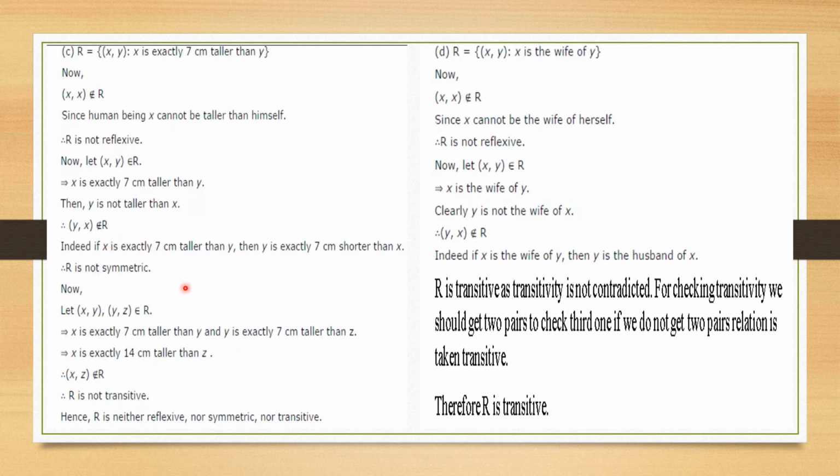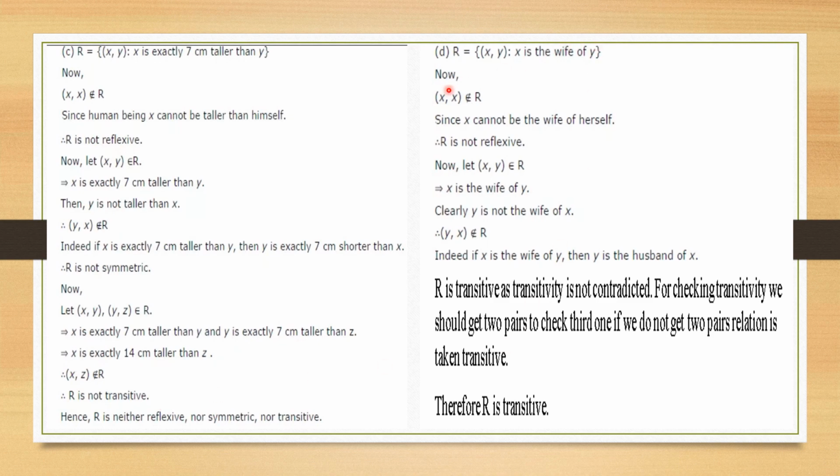Now for the third condition, transitivity, let xy and yz belong to R. That means x is 7 centimeter taller than y, who is 7 centimeter taller than z. But now how are x and z related? You know that now x is exactly 14 centimeter taller, 7 for this, 7 for this, 14 centimeter taller than z. But we need only 7 centimeter as per the relation. So xz does not belong to R. R is not transitive. So this relation is neither reflexive nor symmetric nor transitive.